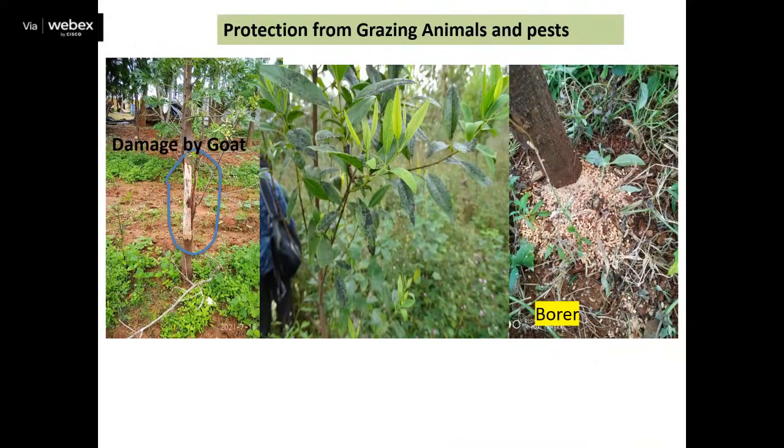And grazing also, this is a very good fodder, sorry, for goats and cattle. What happened in the first picture, see, that goat has completely removed the sandal bark and eaten it away. So you have to keep the animals away from the sandal. And some farmers cut and feed the sandal as fodder.